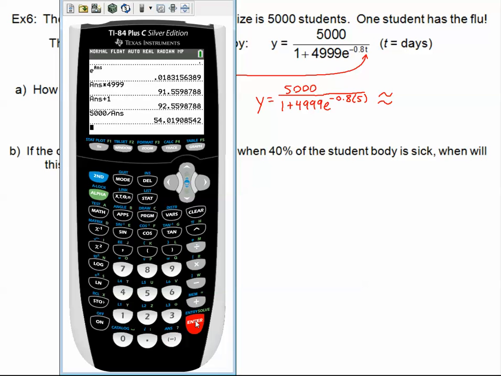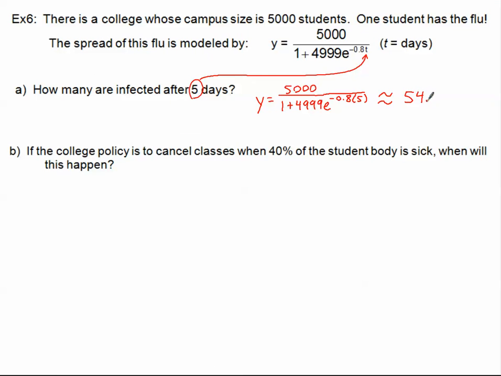So I'm okay doing it that way. If you'd rather do it all at once, hopefully you don't mess up your parentheses and you get the same number, which is 54.019. So 54.019, and we're talking about people. Maybe I should say students. So it's about 54 students and I guess the beginning of another student, somebody's left toe.